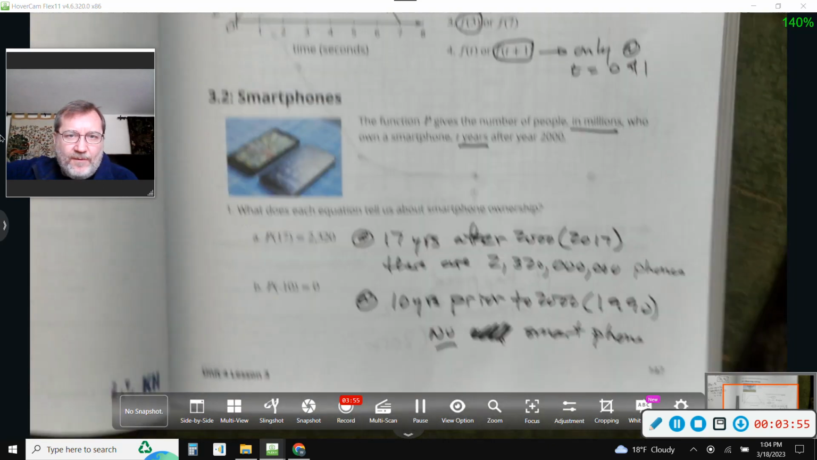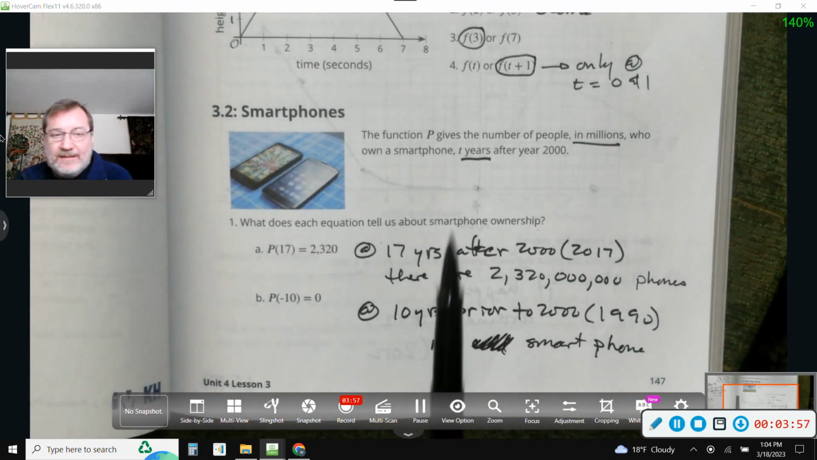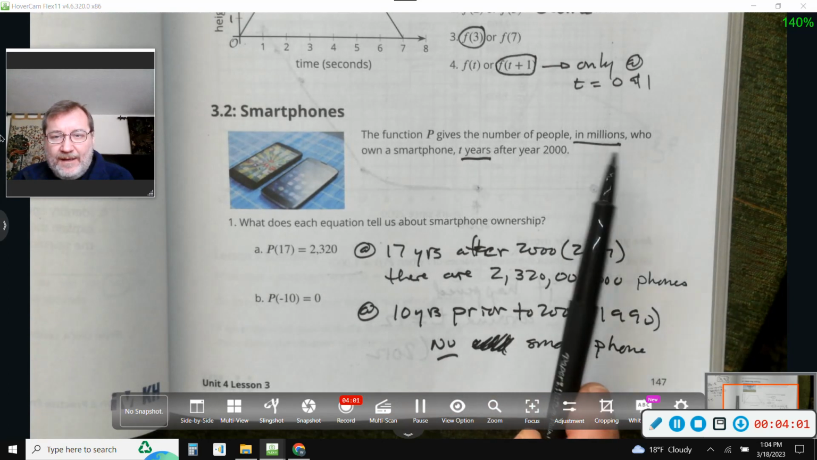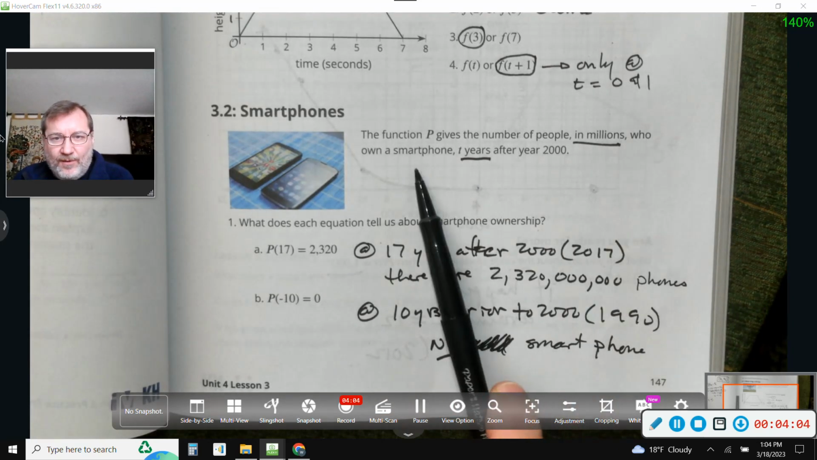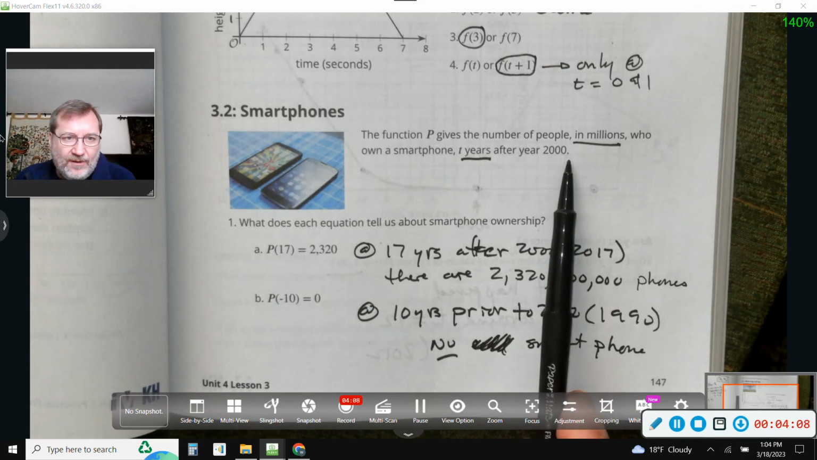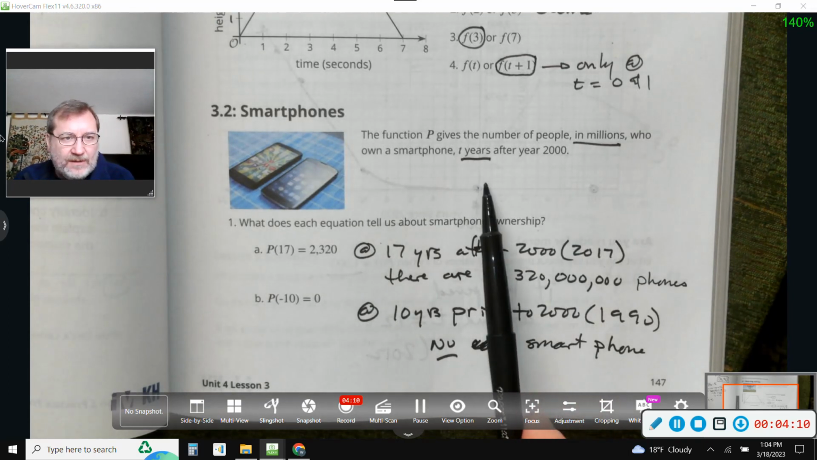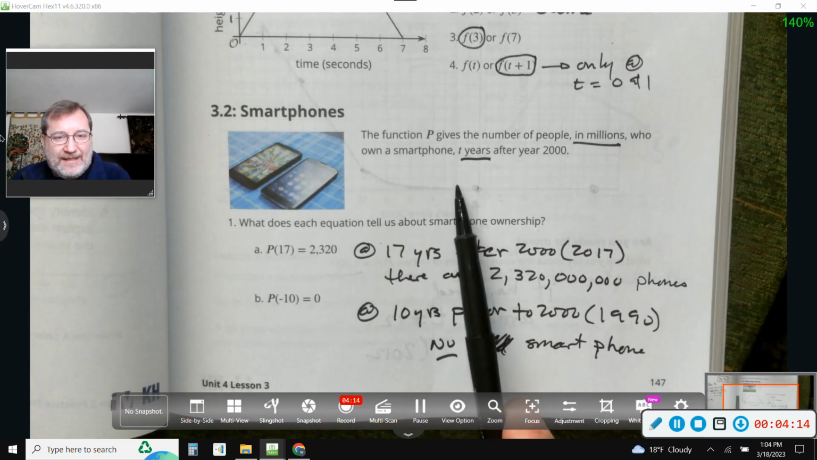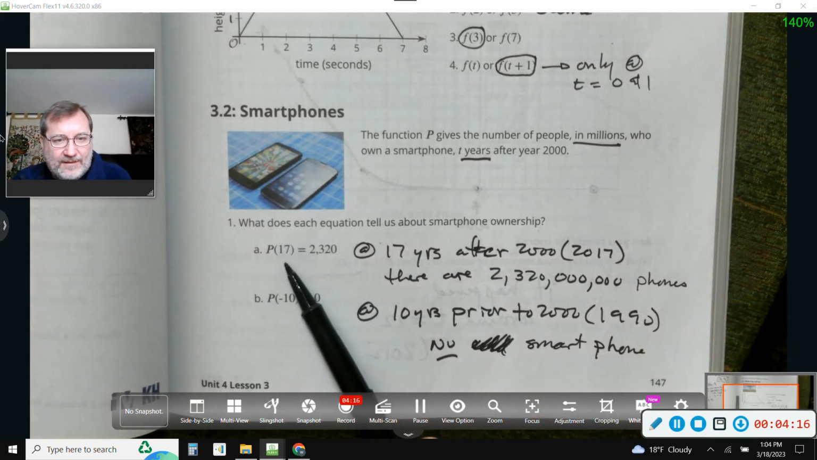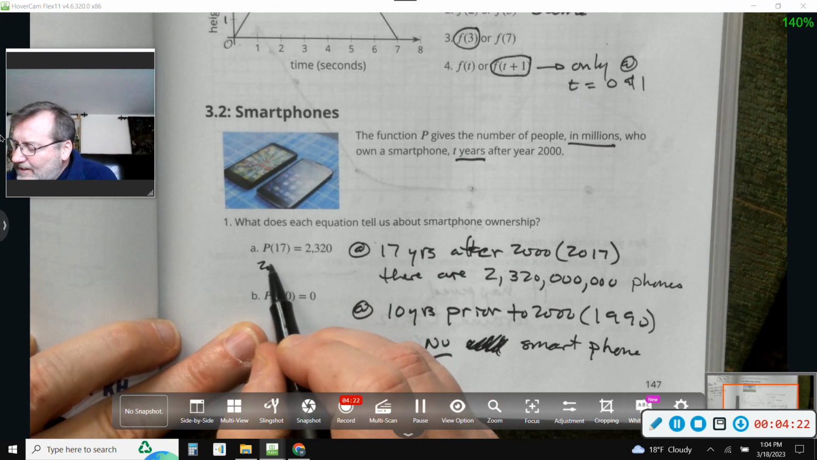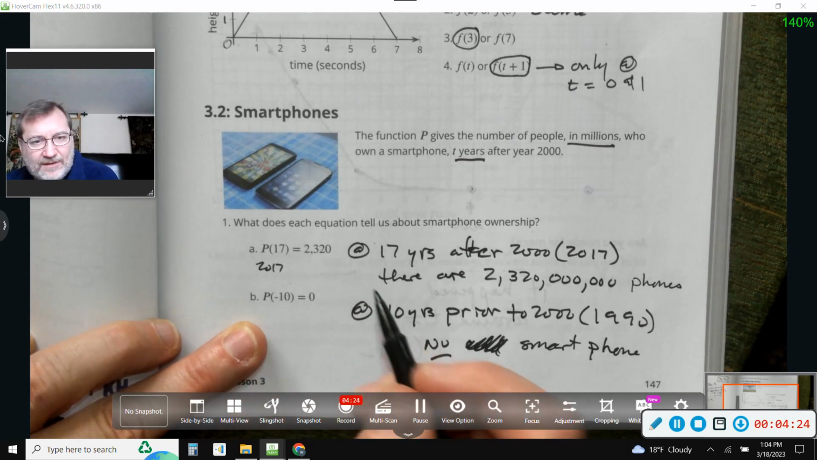It says smartphones. Big thing here is comprehension. The function p gives the number of people in millions who own a smartphone at t years after the year 2000. All right, so your time 0 doesn't start at 0; it starts at the year 2000. But we're going to graph it as if it starts at 0. So like here it says p at 17. Well, that's actually the year 2017, but they're going to say 17 years into it.